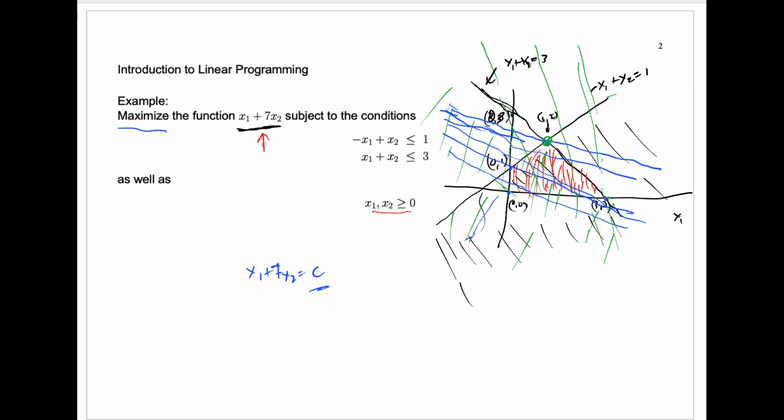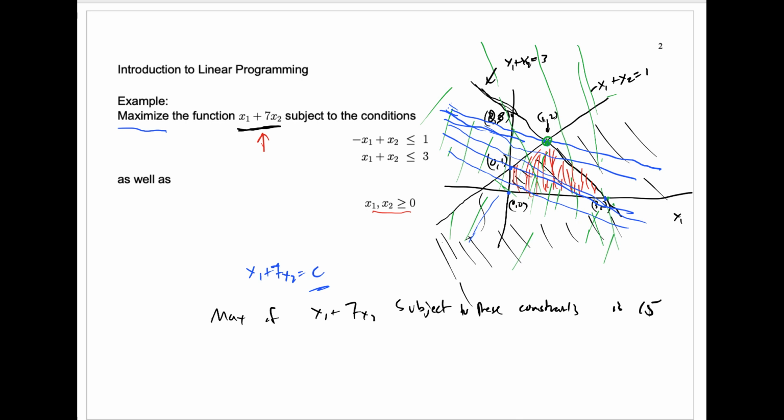So graphically, we know that's the point where our objective function is maximized. At that point, x1 plus 7x2 is 15. So I claim the maximum of x1 plus 7x2 subject to these constraints is 15, and it occurs at this point 1, 2.